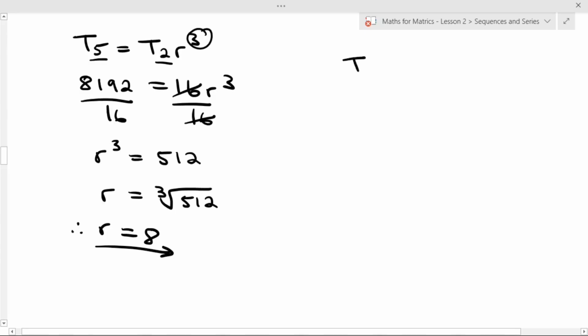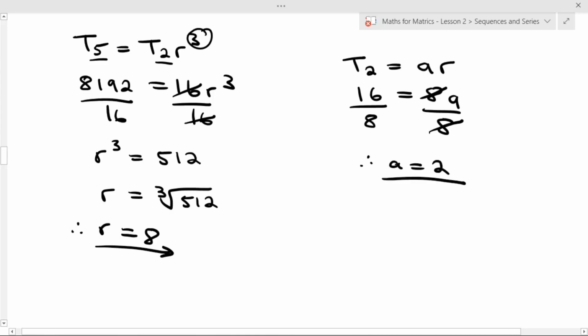From the definition of the general term, t2 is equal to a times r. t2 is 16, and r is 8. If we divide both sides by 8, these two 8s cancel each other. And 8 goes into 16 two times. Therefore a is equal to 2.